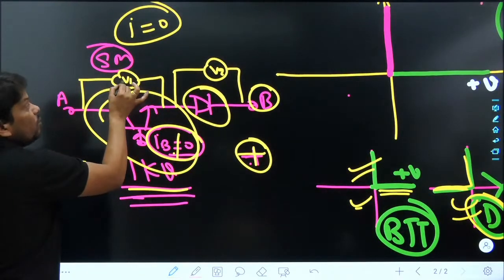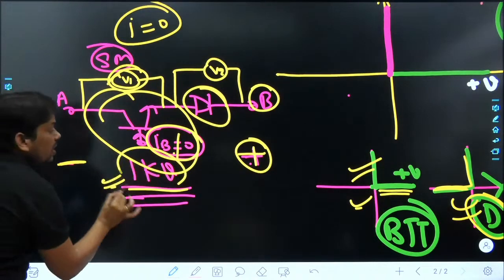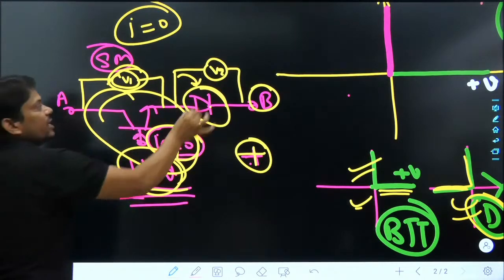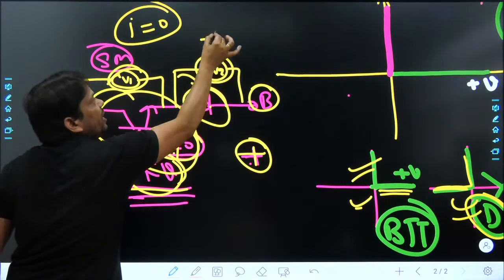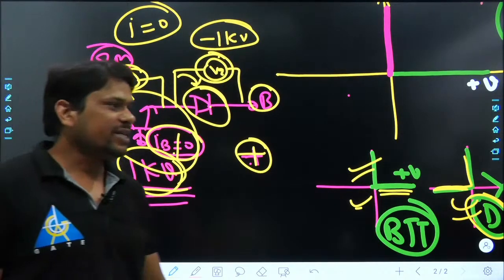V1 will not block any voltage, whatever you apply. So this negative 1 kV voltage will be blocked only by the diode. So the reading of voltmeter V2 will be around 1 kV. Now tell me, is it clear?